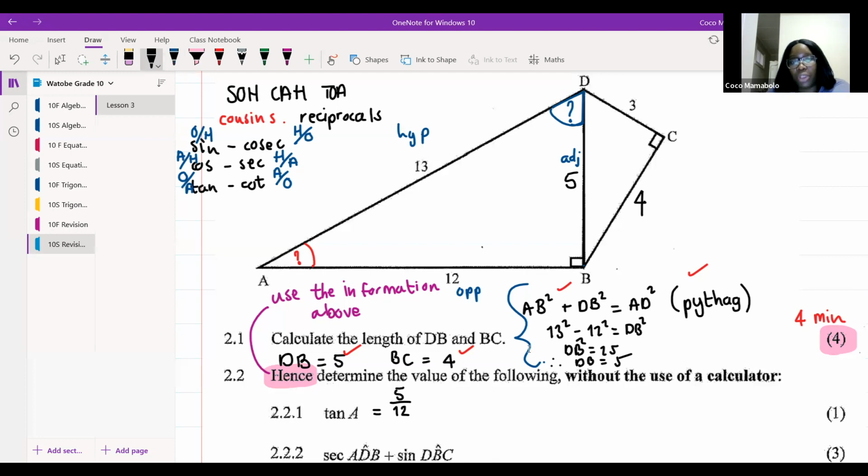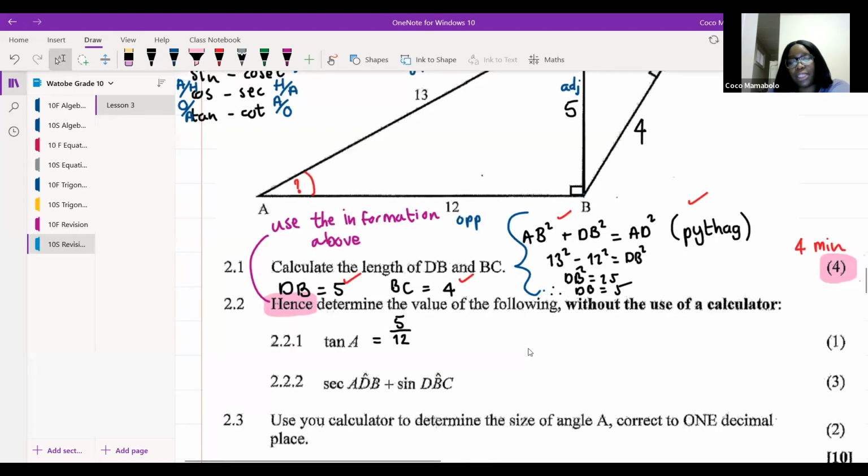Good. So I'm going to have sec of ADB is 13 over 5 plus, okay, Lusanda, you can't give it as 2,6. And the reason for that is because they said without the use of a calculator. So if you start giving them decimals, they're going to be like, we know what she did. And then we're going to mark it wrong. So you need to leave it in fraction form.